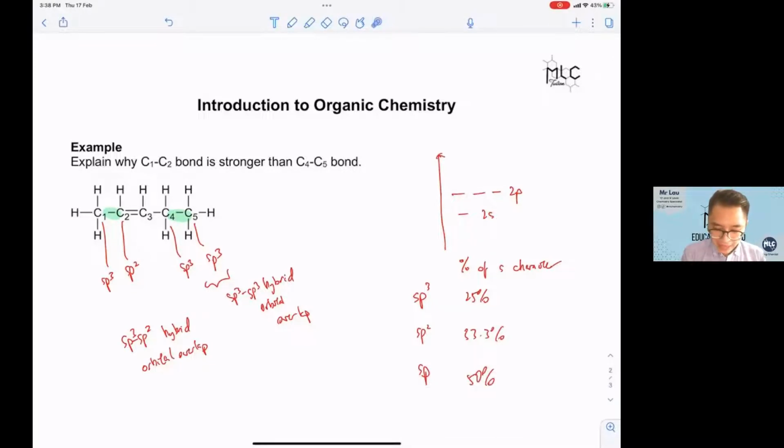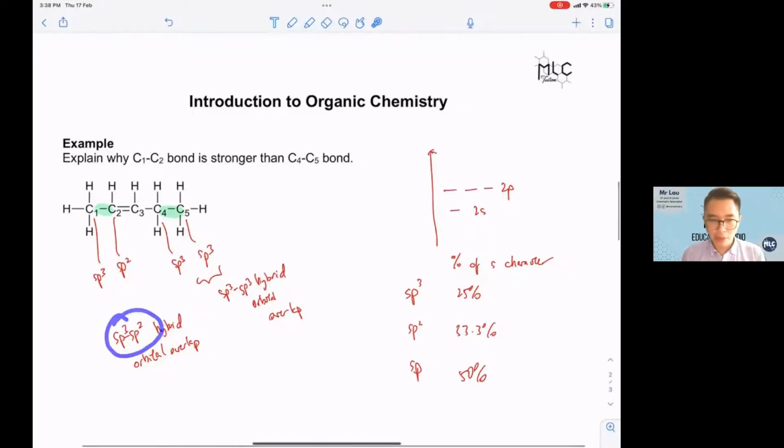Now, because the s orbitals are lower in energy than the p orbitals, it means that the higher your percentage of s character, the more stable your orbital, and therefore the stronger the bond will be. So you can see that the sp3, sp2 hybrid orbital overlap will have greater percentage of s character. So how do we explain this?